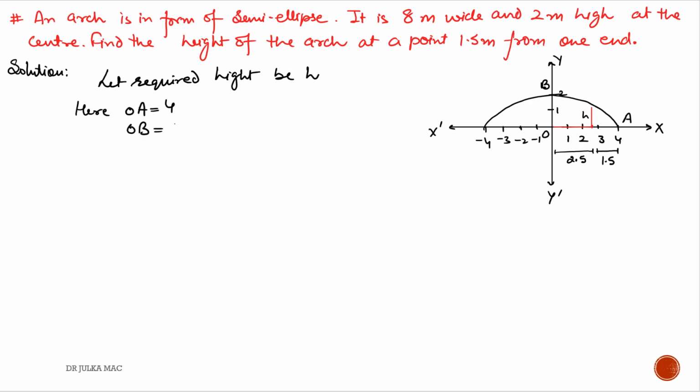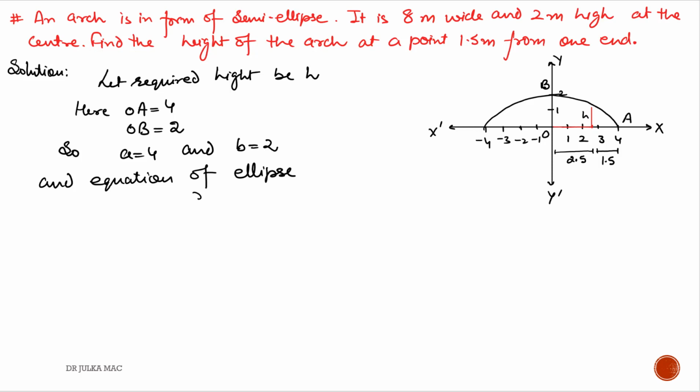Here, OA equals 4 and OB equals 2. So we can say that a equals 4 and b equals 2. And we will use the equation x square by a square plus y square by b square equals 1 for the ellipse. Here a is 4 and b is 2. So x square by 16 plus y square by 4 equals 1. Now take this equation as the first equation.